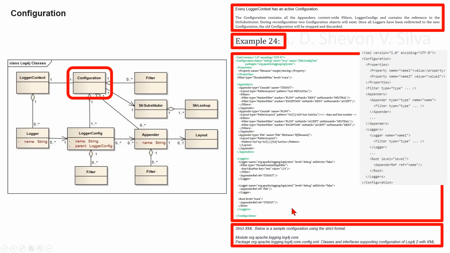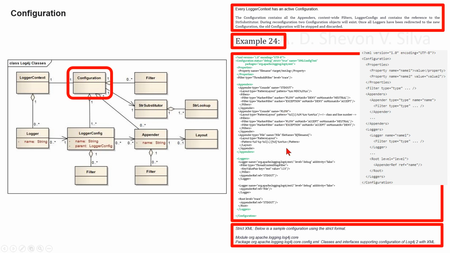Now we are considering strict XML. Here is the sample configuration using strict format. The package org.apache.logging.log4j.core.config.xml in module org.apache.logging.log4j.core, the classes and interfaces supporting XML in the API.